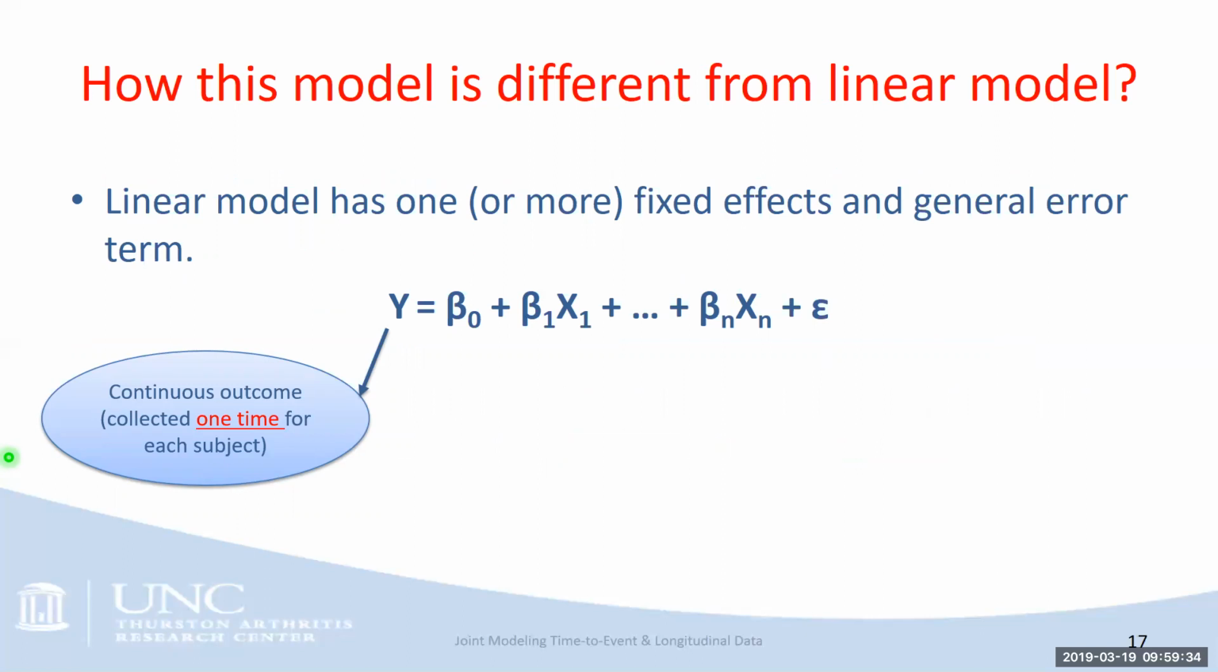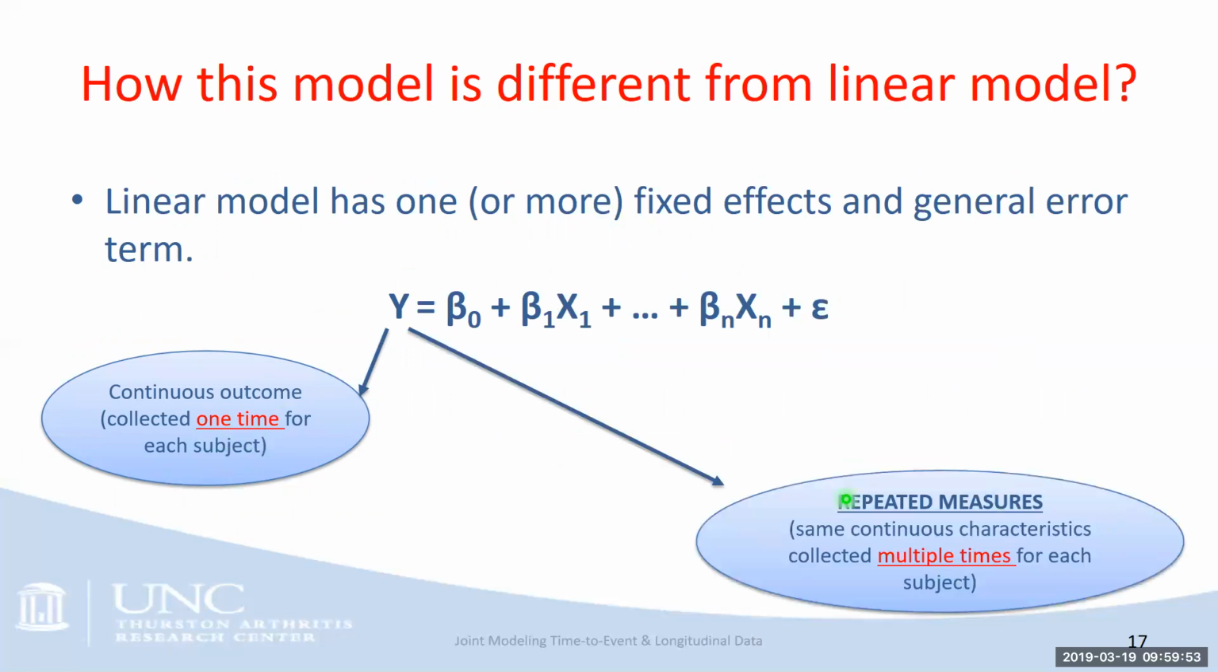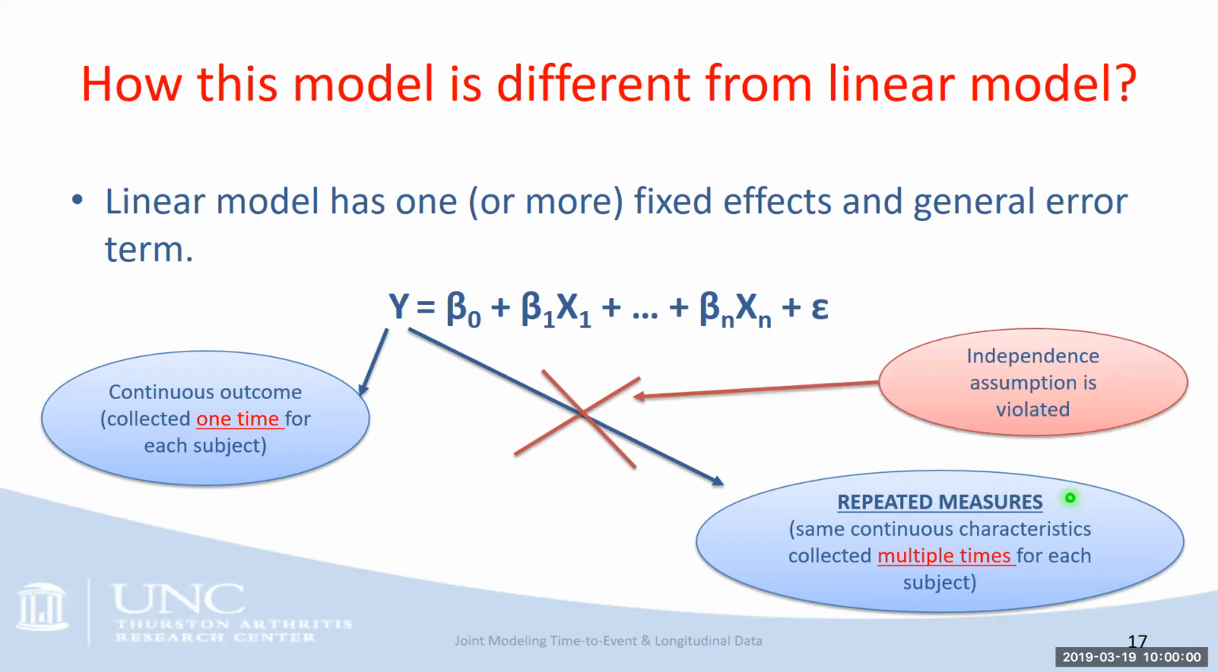So how is this different from a linear model? In a linear model, you usually have at least one, usually more fixed effects, and of course the general error terms, from 1 to n different fixed effects that you may be considering. So you have this continuous outcome, and you're just collecting it one time for each subject. Once you begin repeating those measures on the same subject, collecting that measure multiple times for each subject, your assumption of independence between those observations is violated. And you have to go to more advanced methods that take into account that correlation.